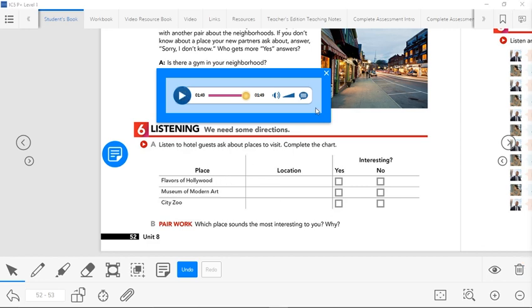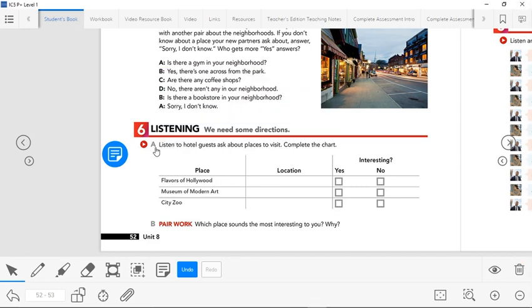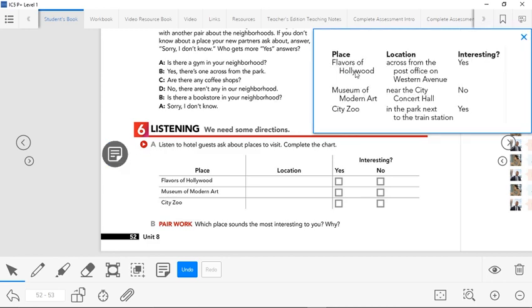Okay, very good. I hope that you got the answers. We're going to check them right now. Okay, the places. Flavors of Hollywood. It's across from the post office on Western Avenue, and yes, it is interesting. Then we have the Museum of Modern Art near the City Concert Hall, and it is not very interesting. And we have the City Zoo in the park next to the train station, and yes, it is interesting.